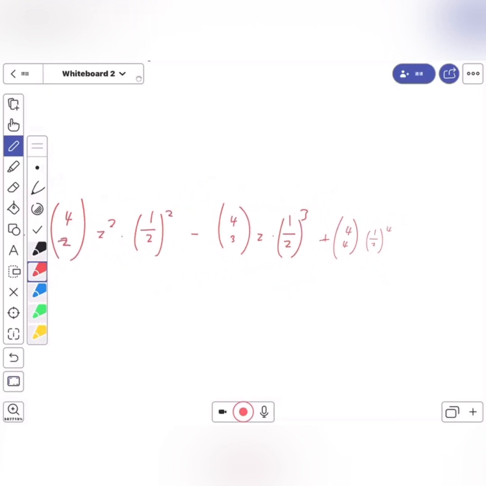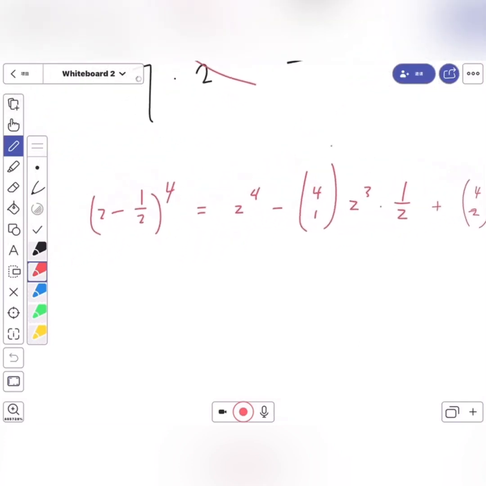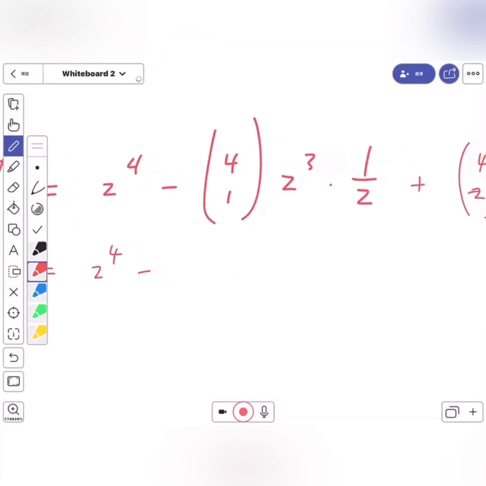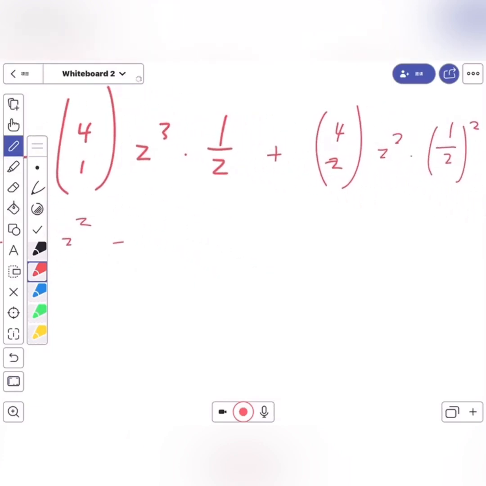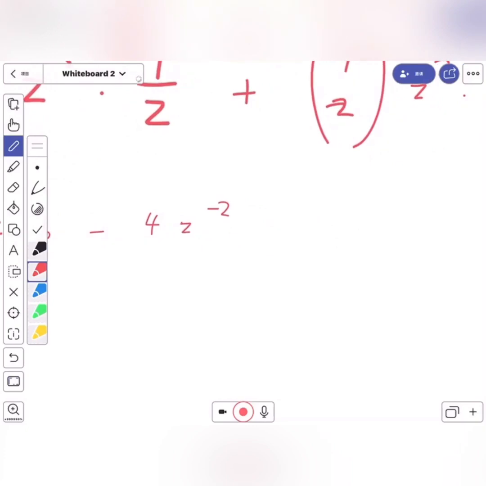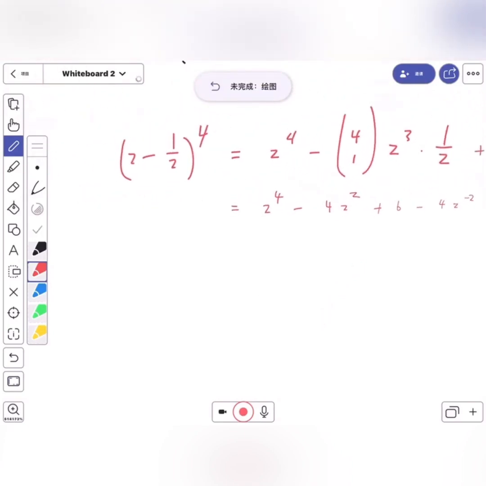Okay, now after all of these, we can just combine to be z to the 4th minus 4z squared, and then plus 6 minus 4z to the negative 2, then plus z to the negative 4. That's a lot of work, but we still have to do it.